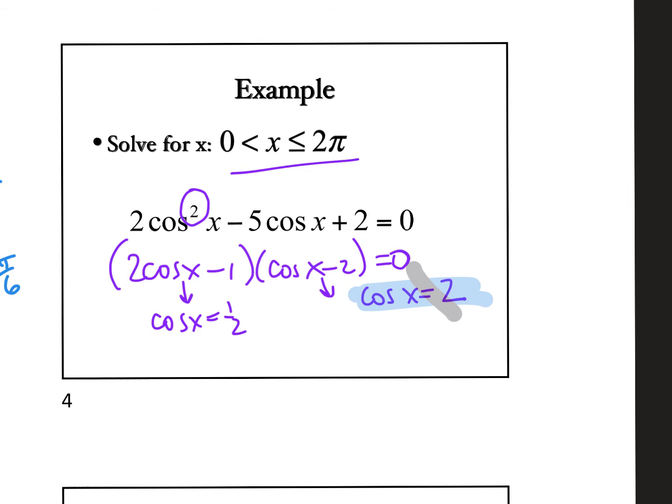Okay, so let's solve the other part of that, which is right over here, where the cosine is 1/2. And the cosine is 1/2 in the first quadrant and in the fourth quadrant. So the first quadrant answer is going to be pi over 3, and the fourth quadrant answer is going to be 5 pi over 3.